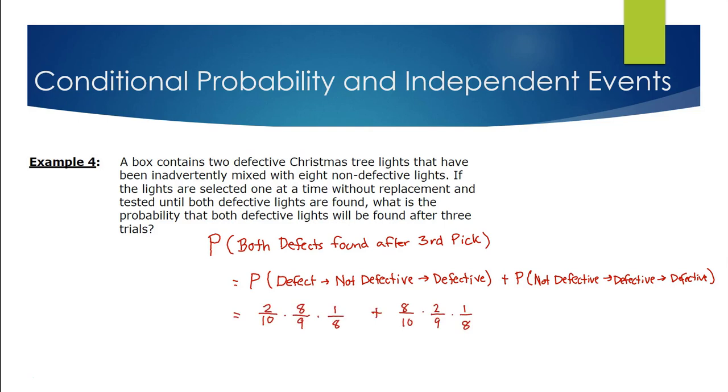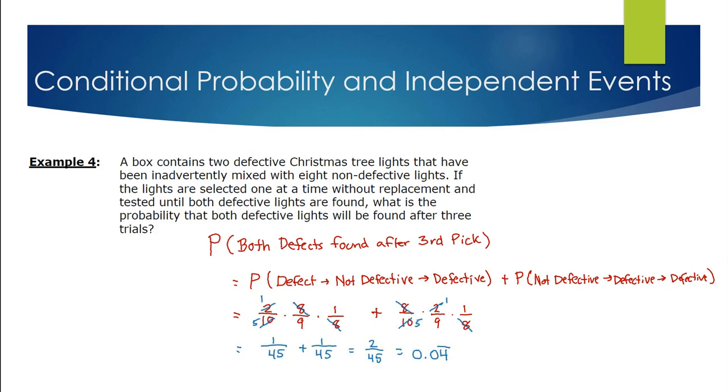As I look here, the probability of me picking a defective light on the first pick would be 2 tenths. Then the probability of me picking a non-defective light would be 8 out of 9. And then the probability that the 3rd one is defective would be 1 out of 8. Coupled with that, the probability of me picking a non-defective light on the first pick is 8 out of 10. The probability of me picking a defective light on the 2nd pick, given I've already done my first pick, would be 2 out of 9. And of course, the probability of me getting a defective light on the 3rd pick would be 1 out of 8.